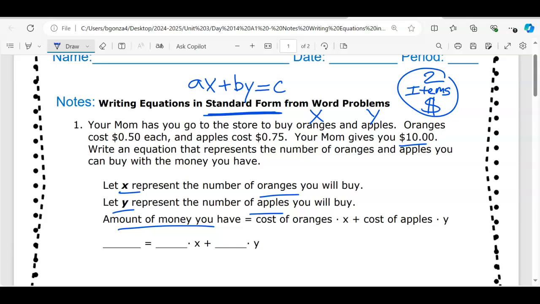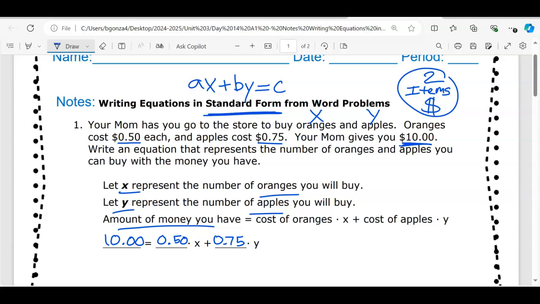So let's write this out. What is the total amount of money we have? $10. Write that in here. $10 is the total, and that's going to equal the 2 parts added together, Ax + By. We said x is oranges, and we can see oranges are 50 cents each, so it's going to be 0.50 times x plus, blank, y is apples. Apples cost 75 cents, so 0.75 times y.